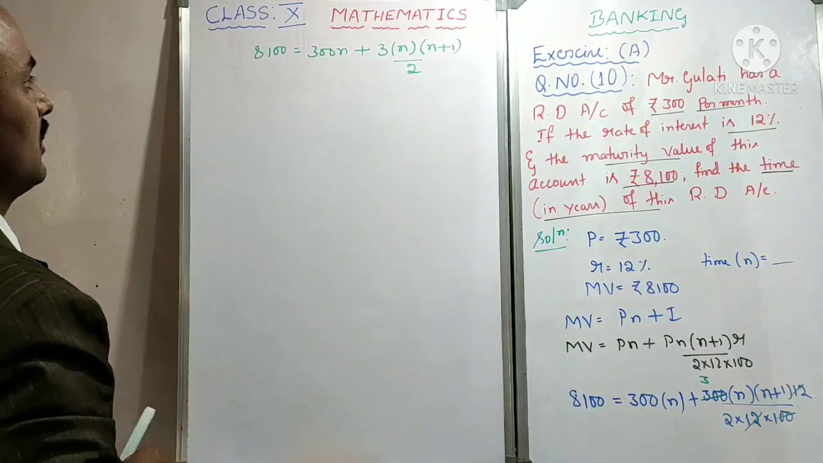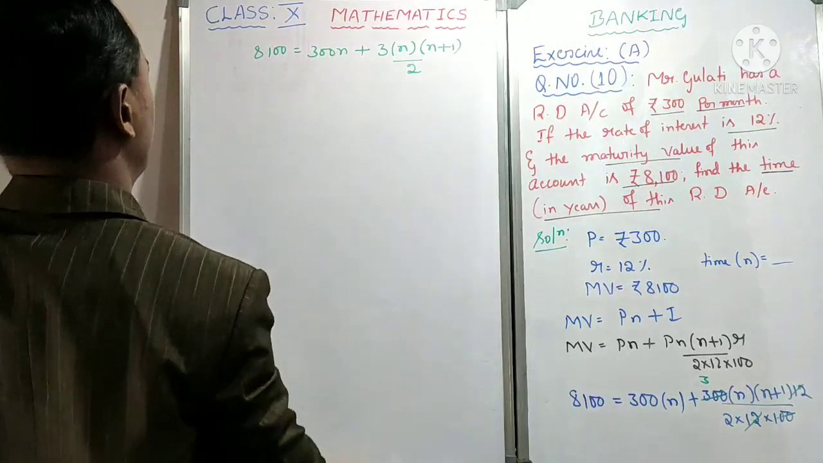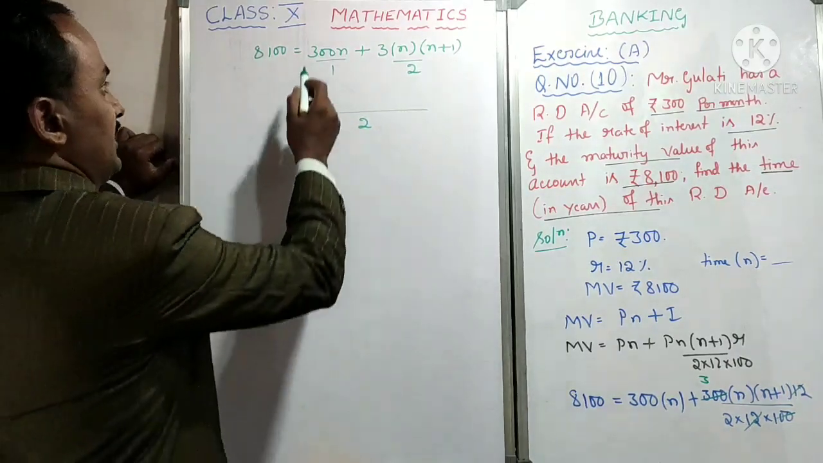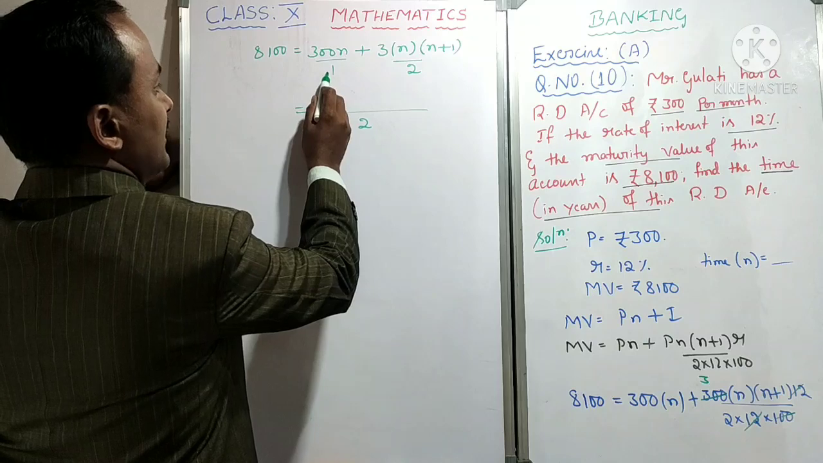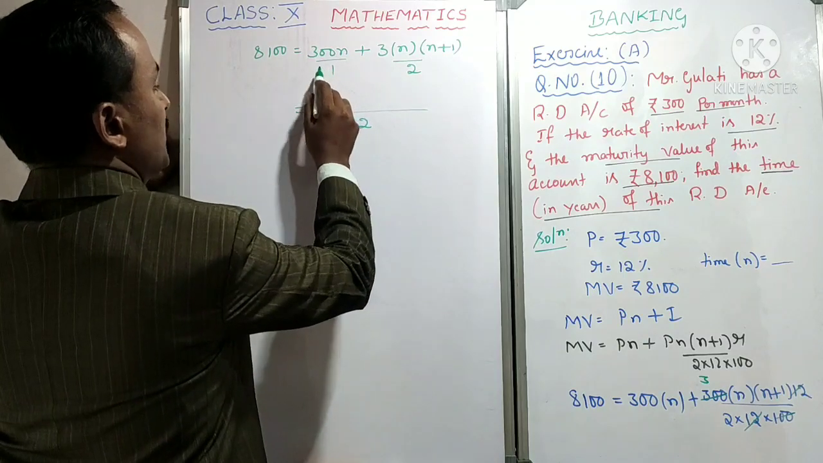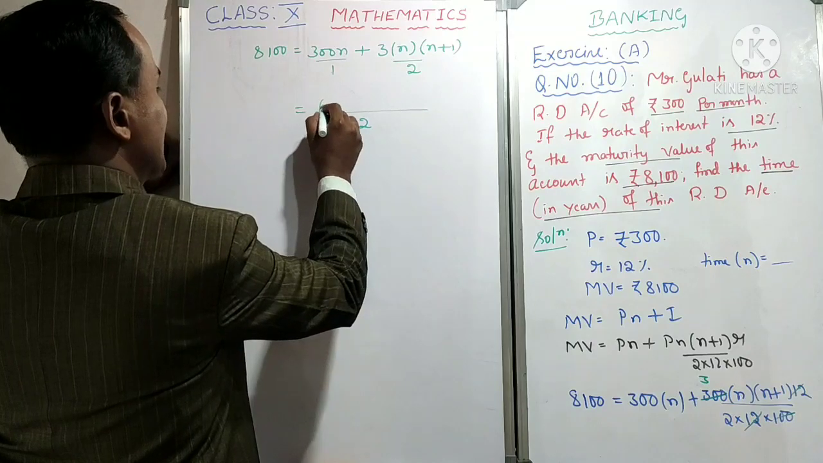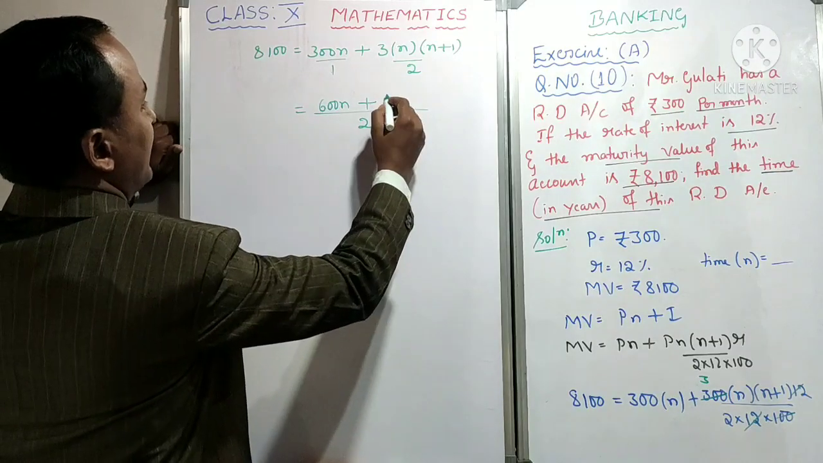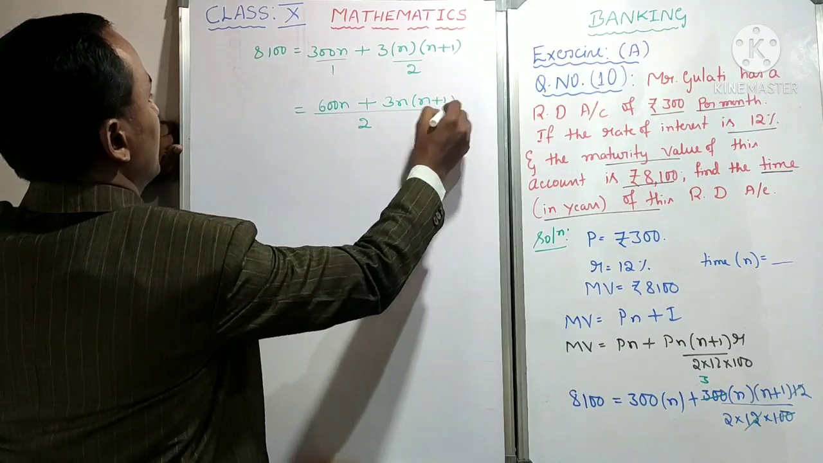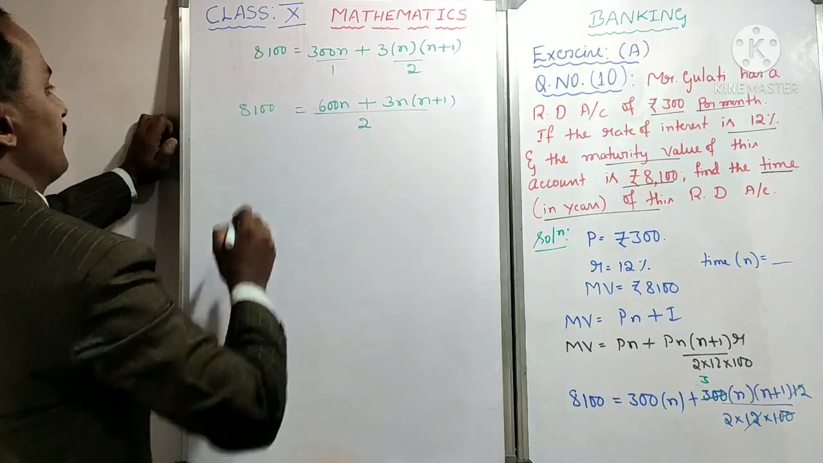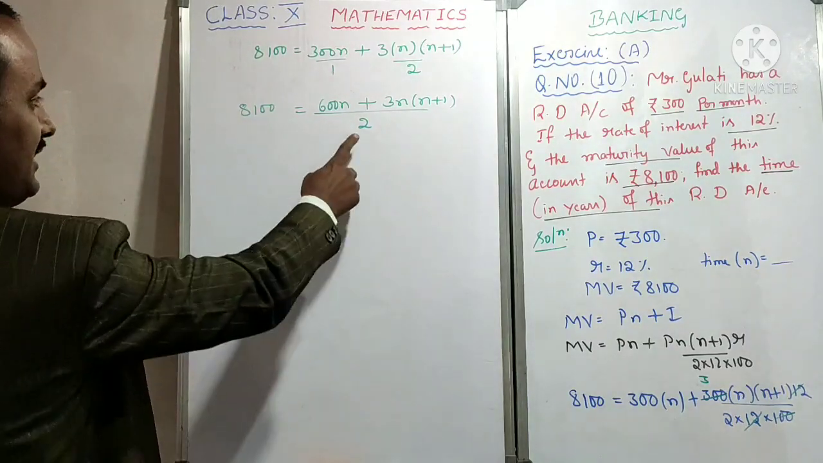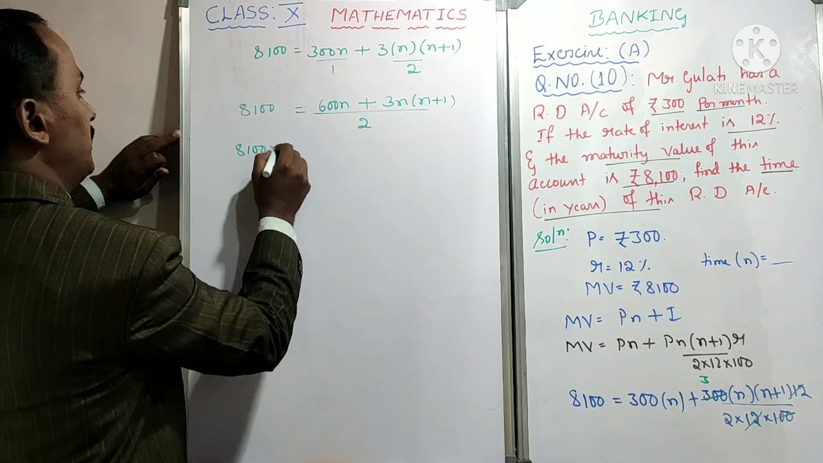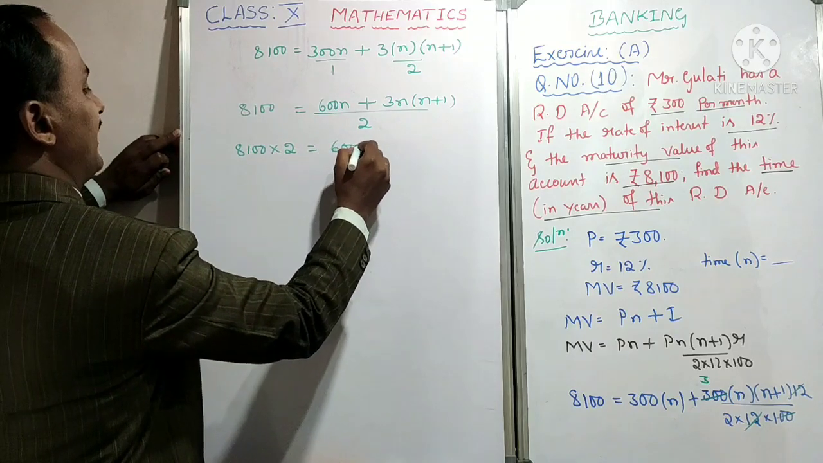What can you do now? I will take the LCM in these two terms. The denominators are 1 and 2, so the LCM is 2. Multiply by 2 and multiply by 2. 2 ones are 2, then 2 into 300 became 600n, plus 3n of n plus 1, is on the left-hand side, 8,100. What is the next step? This 2 transfers to the left side by cross multiplication: 2 into 8,100 into 2 is equal to 600n plus 3n(n plus 1).